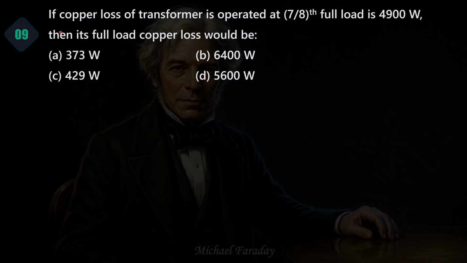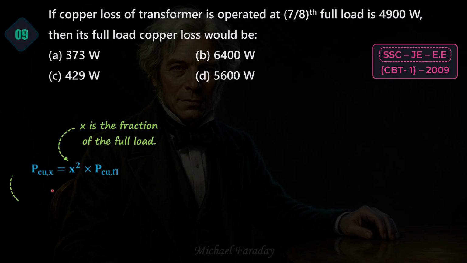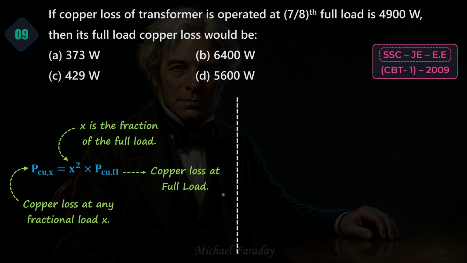Ninth question. If the copper loss of a transformer operated at 7 by 8th full load is 4900 watt, then its full load copper loss would be option A 373 watt, option B 6400 watt, option C 429 watt, and option D 5600 watt. Now let us consider X is the fraction of load, then copper loss at a particular fraction of load is equal to the square of the fraction of load multiplied by copper loss at full load. Now let's move on to the calculation part.